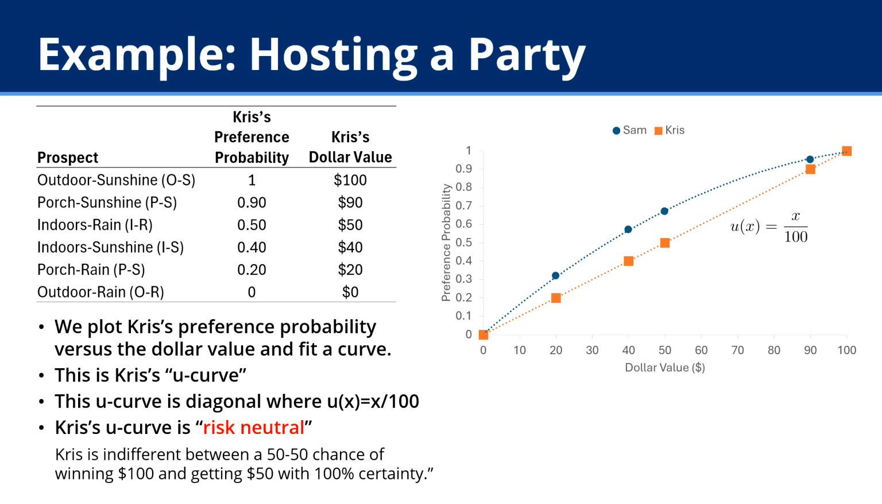So if you were to show this on a lottery situation, if you had a 50% chance of winning $100 and a 50% chance of winning nothing, Chris's preference is a 1 for $100, and the worst outcome here is a 0. So the preference value is 0. This is equivalent to getting basically $50 with 100% certainty. So this is the equivalence between these two lotteries.